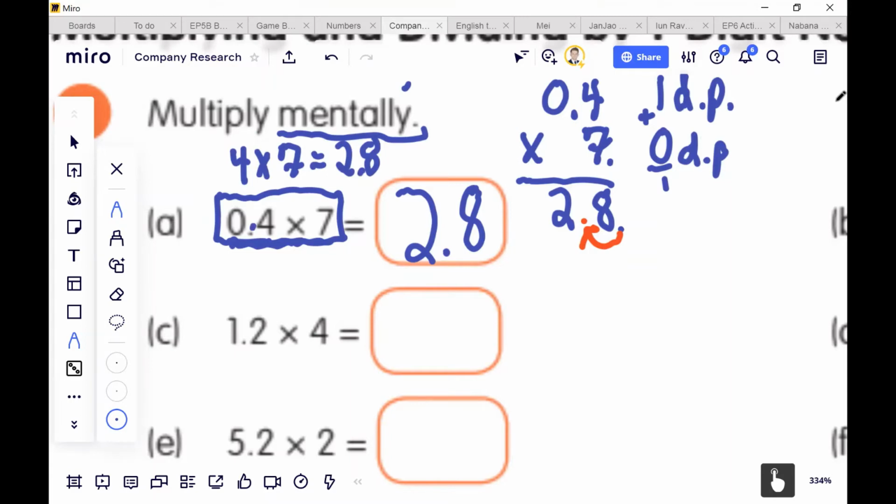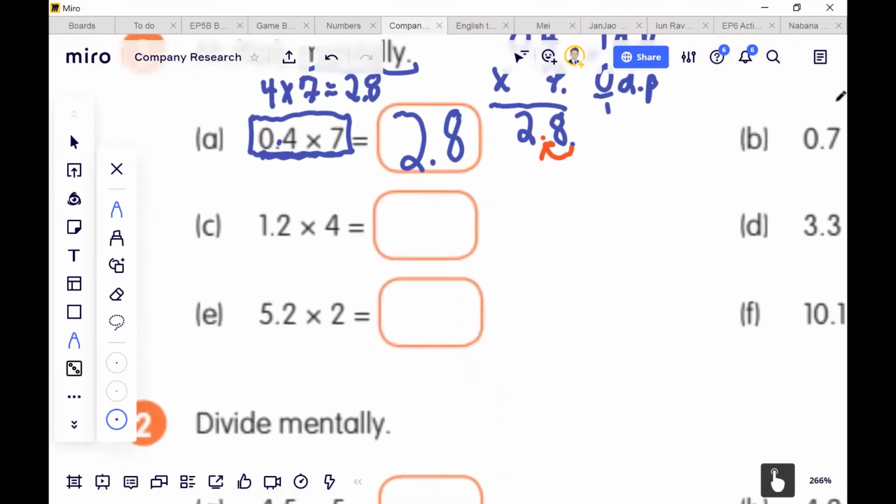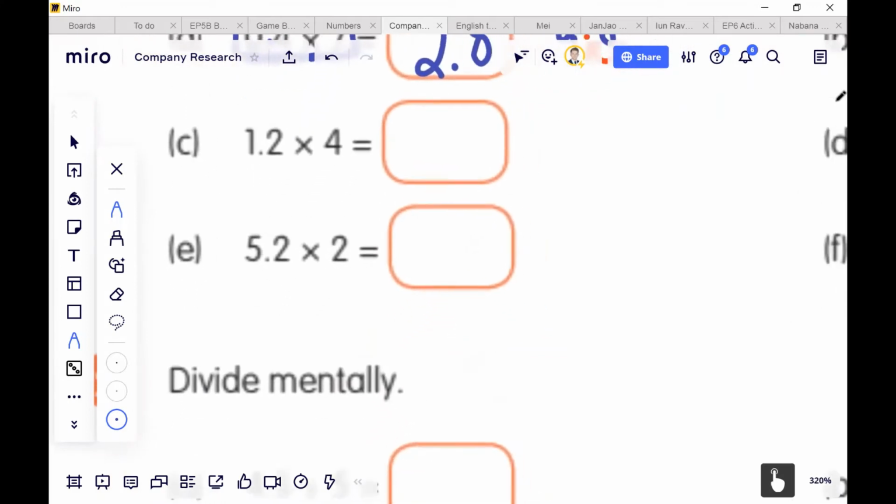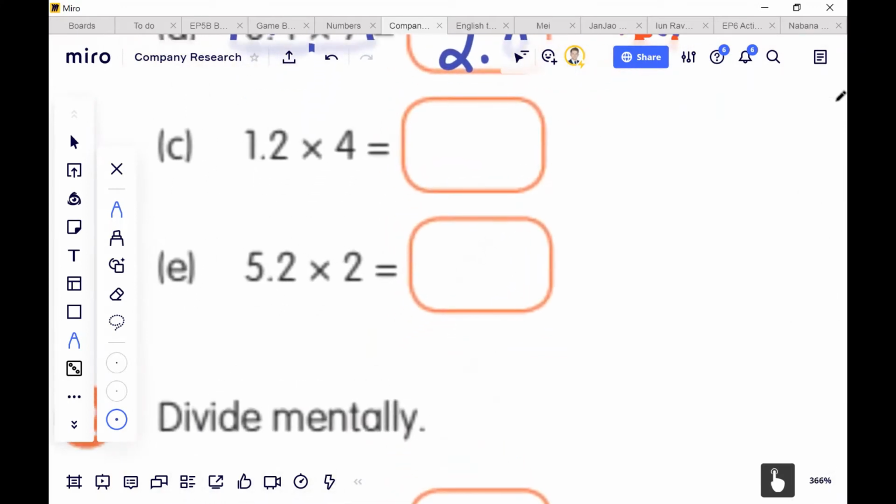Okay, so let's try the next one, C, and see if you guys can get this without doing the arithmetic. All right, is anyone ready? Or anyone got this answer? 1.2 times 4 equals what? 4.8. Okay, 4.8. And the way we do this is, what did you do? You took 12 times what? 12 times 4.